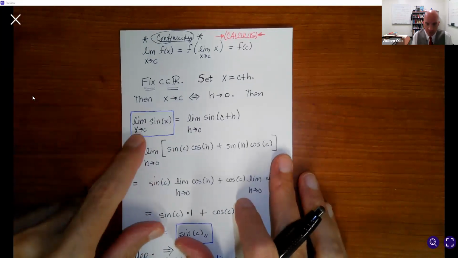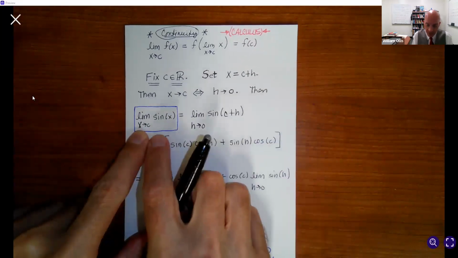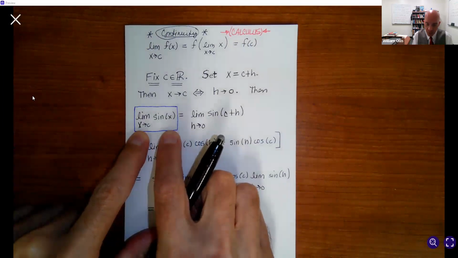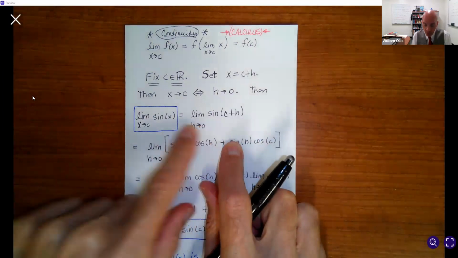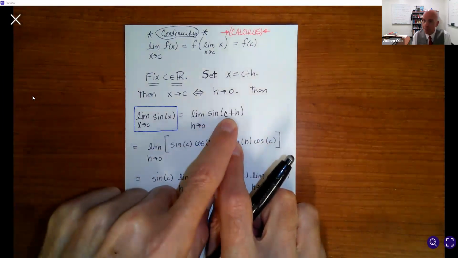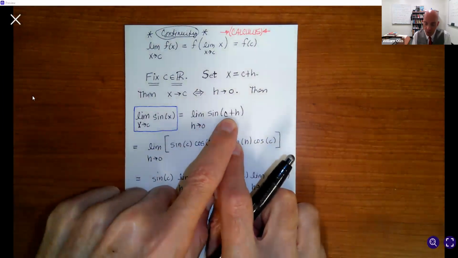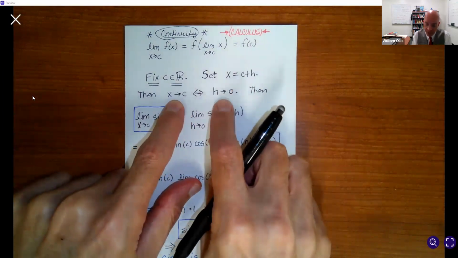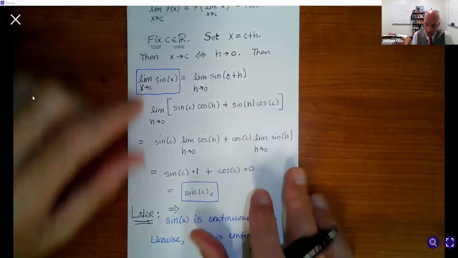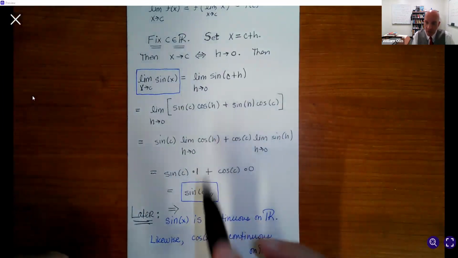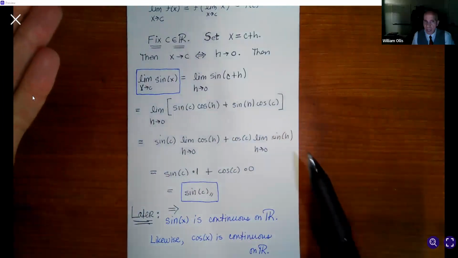So now, if you look here, the limit of sine x as x approaches c will now be the limit as h approaches 0 of the replacement here, sine of c plus h. Okay, so the mechanism works by this toggle right here. Now, of course, we do have what we call addition formulas, which we will use in this class.